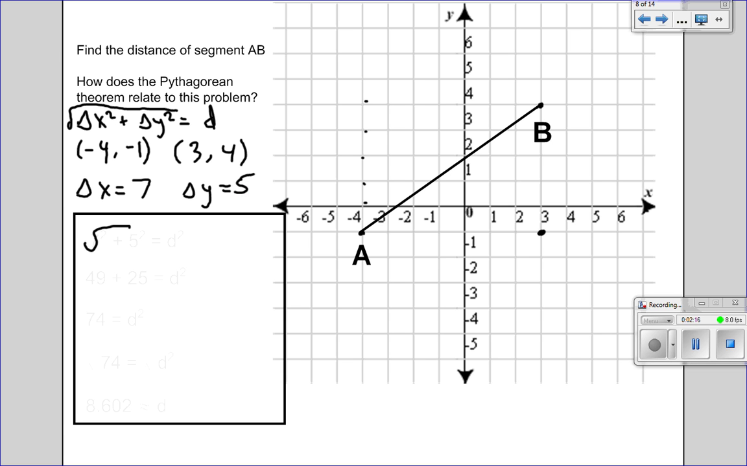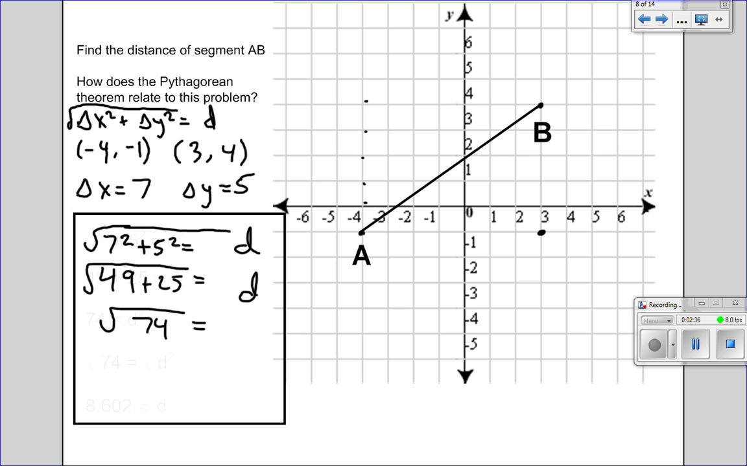So we get the square root of 7 squared plus 5 squared equals d. Well, 7 squared is 49 plus 25, and then 49 plus 25 is 74. And you just type in the square root of 74 to get your final answer. So d is about 8.6. So the segment from A to B is about 8.6 units long.